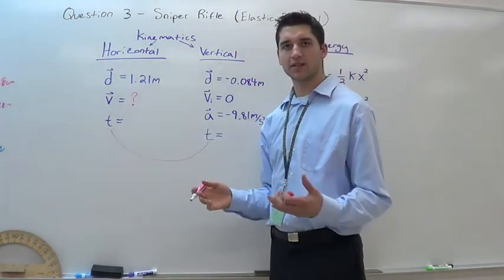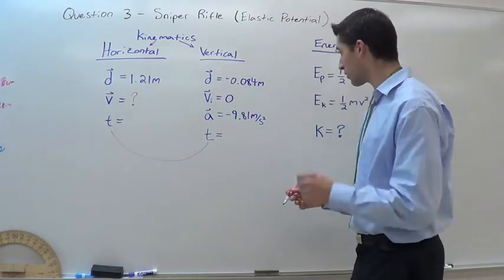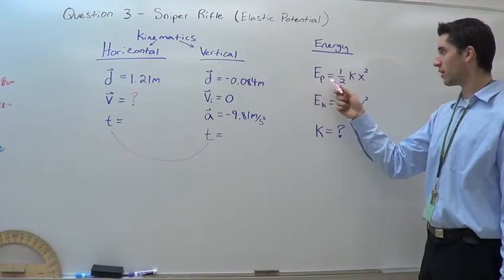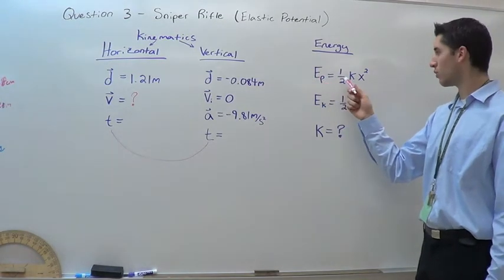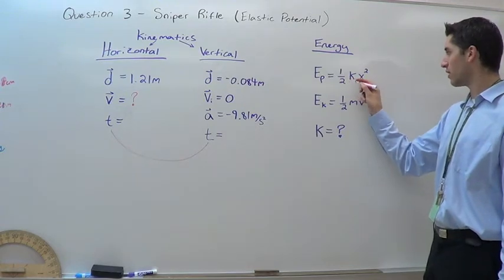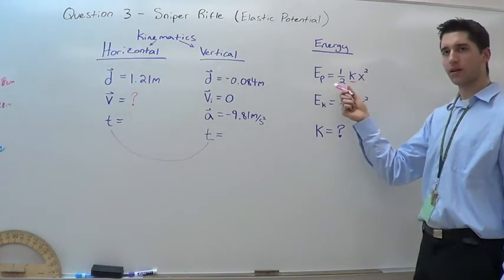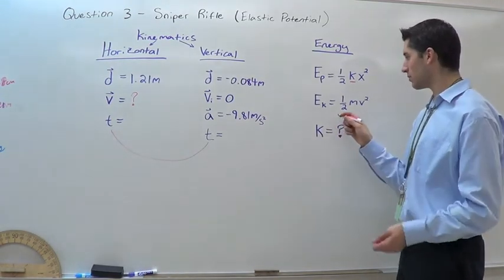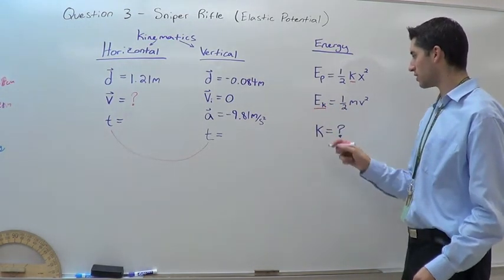Once we have this, it's now time to look at the energy portion of our equations. Now the energy of a spring, the elastic potential energy, is equal to 1/2 kx squared. Remember, we're trying to find k. Now all that energy stored as elastic energy, once the elastic's released, is going to be converted into kinetic energy.